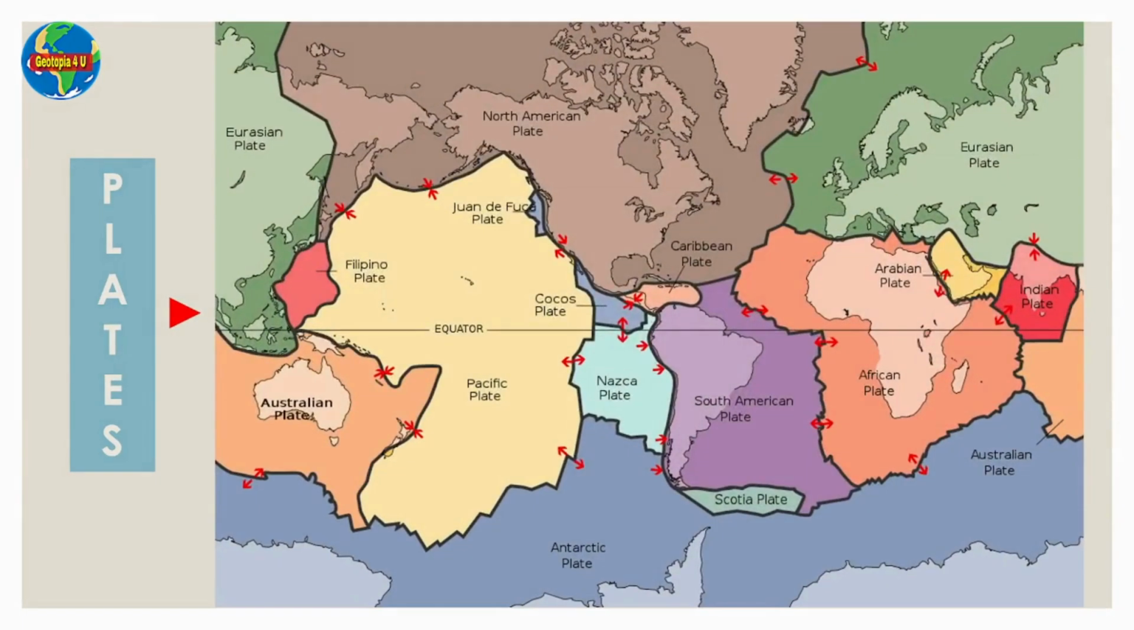In this picture, you can notice that all of the world's major and minor plates have been depicted with different colors. Some of the most important and major plates have been highlighted using the black box.